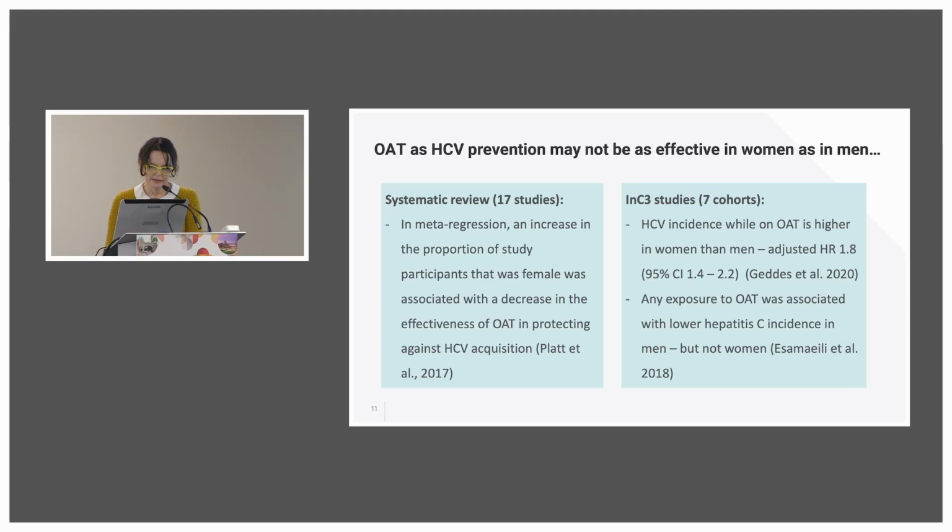And then another study was the INC3 collaboration, an analysis of data from 7 cohorts of people who inject drugs. In analyses of those data, it was found that hepatitis C incidence while on OAT was almost twice as high in women relative to men. And a second INC3 analysis found that any exposure to OAT was associated with significantly lower hepatitis C incidence in men, but not women. There's limitations, obviously, to these analyses in terms of the measurement of OAT exposure.